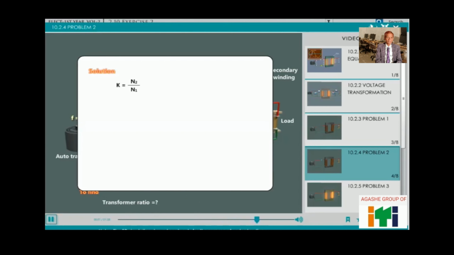Solution: K is equal to N2 by N1. K is equal to 1000 by 400. K is equal to 2.5. Result: transformation ratio, that is K, is equal to 2.5.